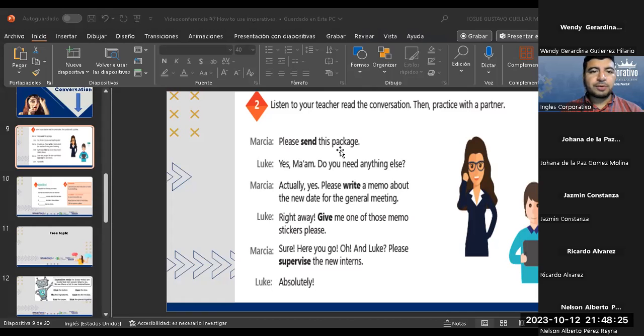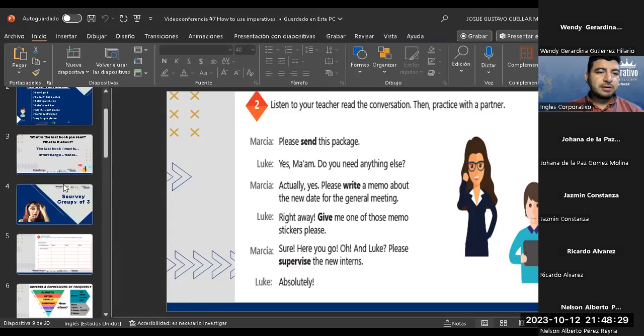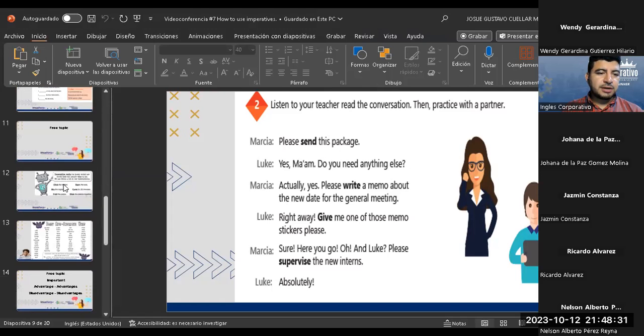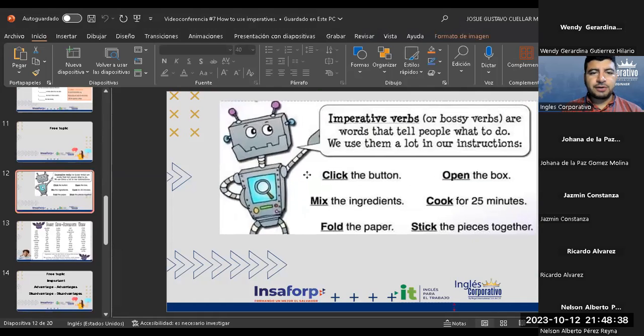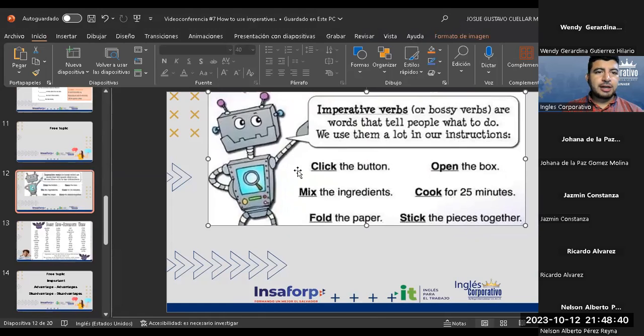Okay, Ricardo, I'm going to write the concepts. Let me check here. Okay, I guess this is very clear, right? You can have a screenshot if you want or take notes. Imperative verbs or bossy verbs are words that tell people what to do. We use them a lot.